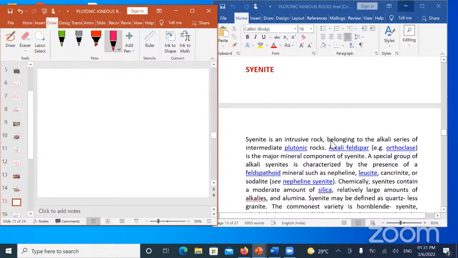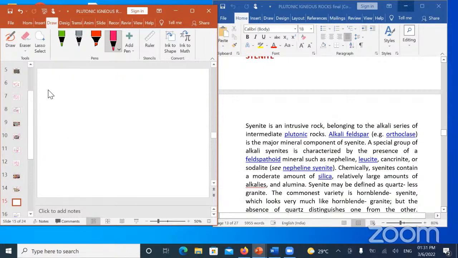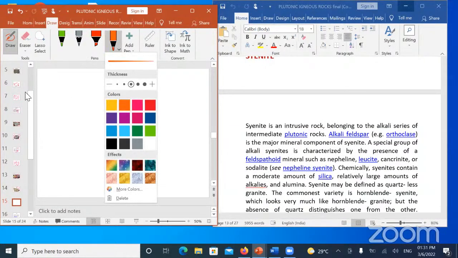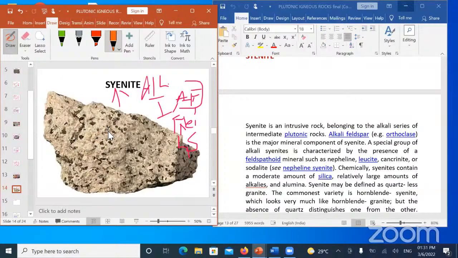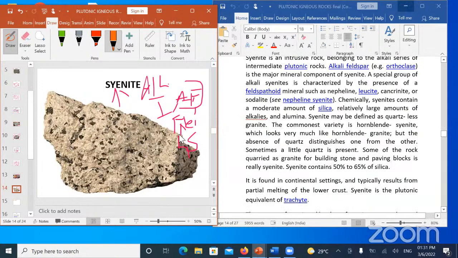Chemically, syenite contains a moderate amount of silica. It has a relatively large amount of alkalis and alumina. Syenite may be defined as quartzless granite, right, quartzless granite. The commonest variety is hornblende syenite, which looks very much like hornblende granite, but the absence of quartz distinguishes one from the other.